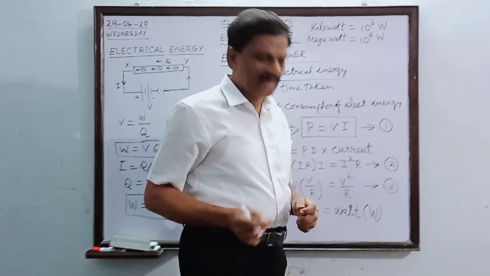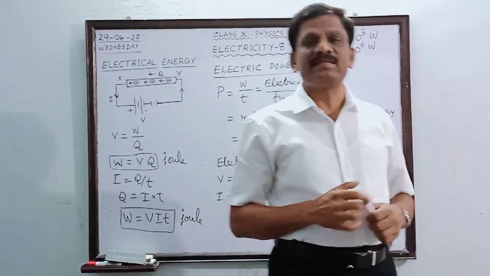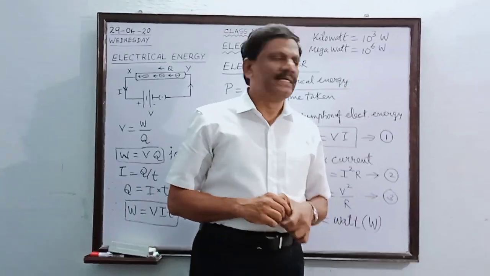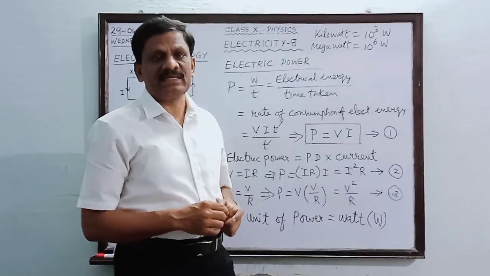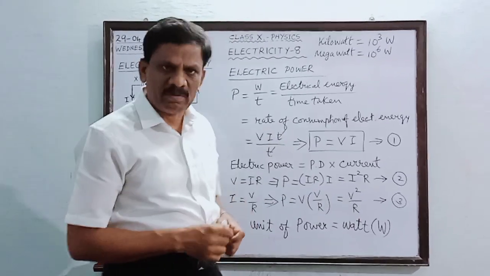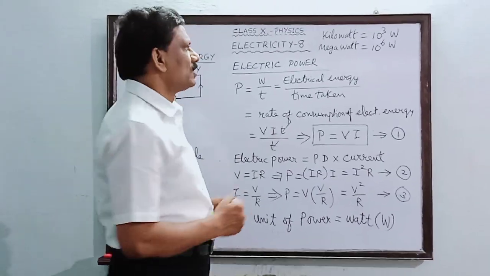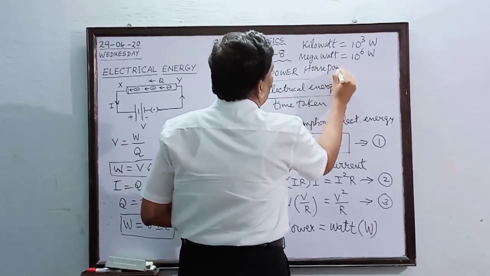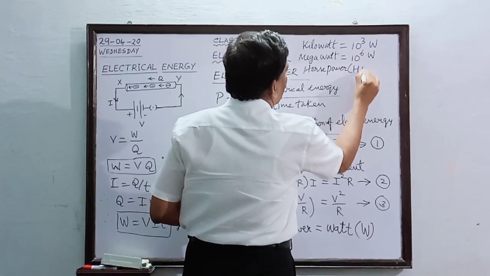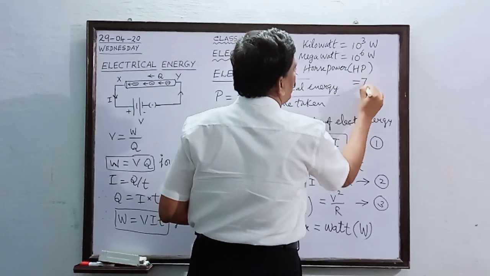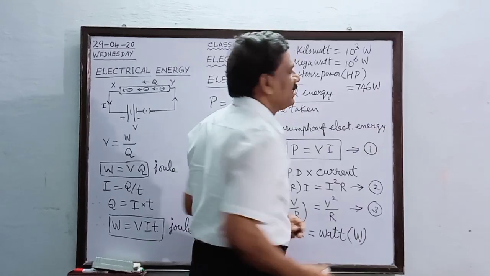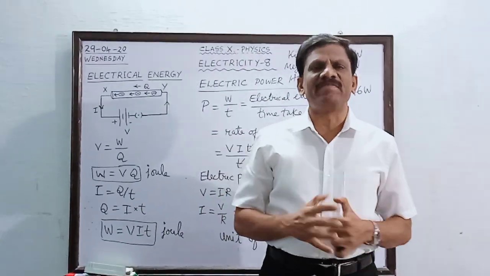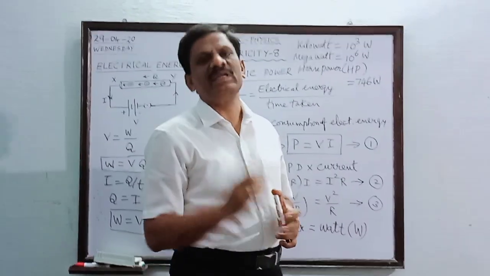Now, in olden days, another unit was used, that is called the horsepower. Even now, if you go to the electrical shop, the power of the electric motors and all are expressed in terms of what? Horsepower only. Even now, it is in use. So, let us say that horsepower, HP, and 1 horsepower is equal to 746 watt.